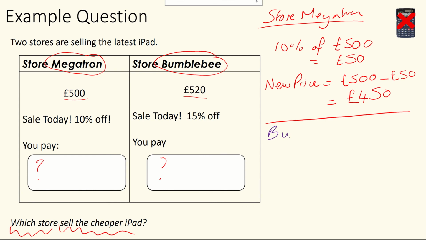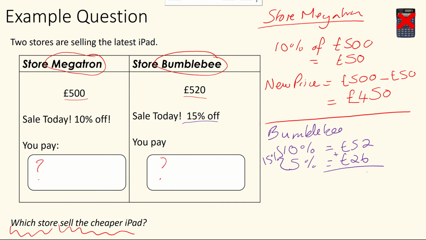Store Bumblebee. We need to know what 15% is. So let's start off finding what 10% of £520. Well, that's 52. And we need to know what 5% is, which is half the amount. So that's 26. Let's add these together because that will give us our 15%. So £78. That's the 15%.